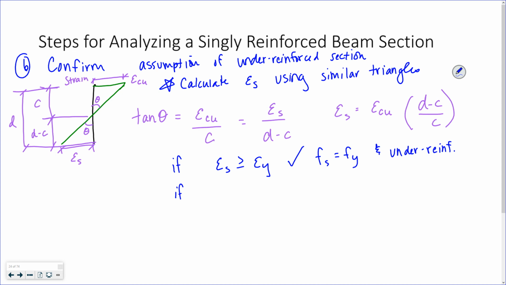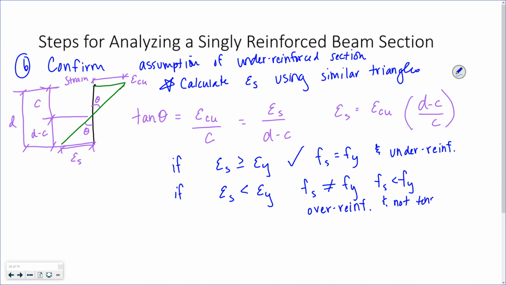If my strain is less than my yield strain, Fs does not equal Fy. In fact, Fs is less than Fy. We would call that over reinforced, and it's not tension controlled.